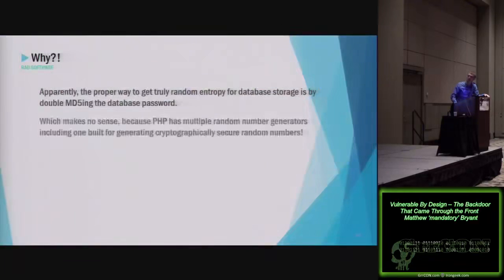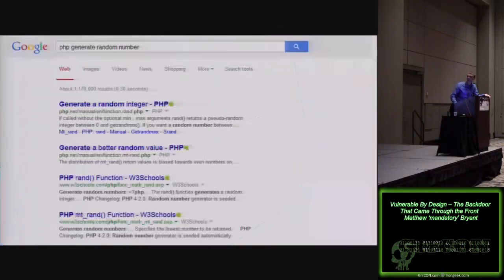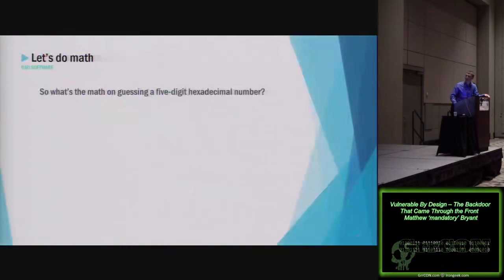None of this is very logical to me, because PHP has a bunch of built-in functions to generate random numbers, very easy to use, and yet they chose to use this, which is really confusing. Afterwards I was actually Googling how to generate a random number in PHP to see if there was some kind of guide that suggested using an MD5 of a database password. I don't really know. It basically isn't.